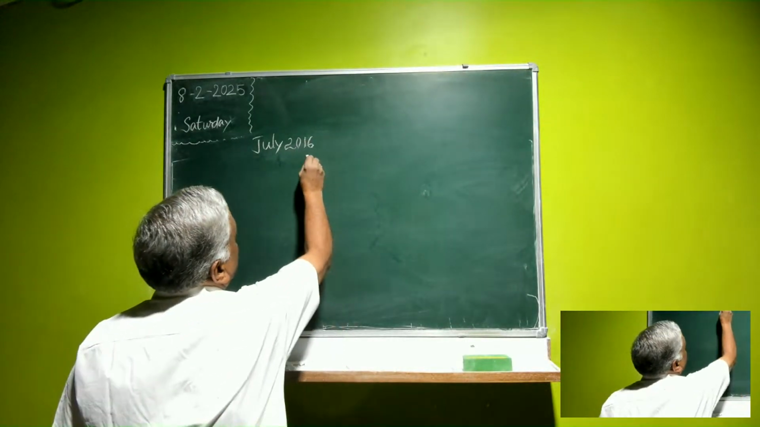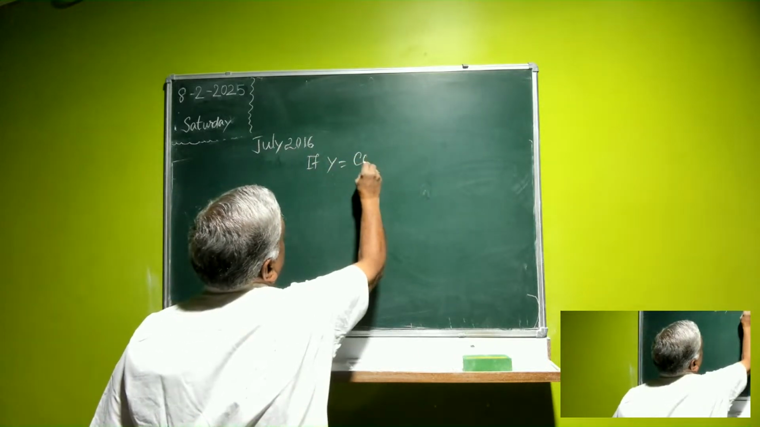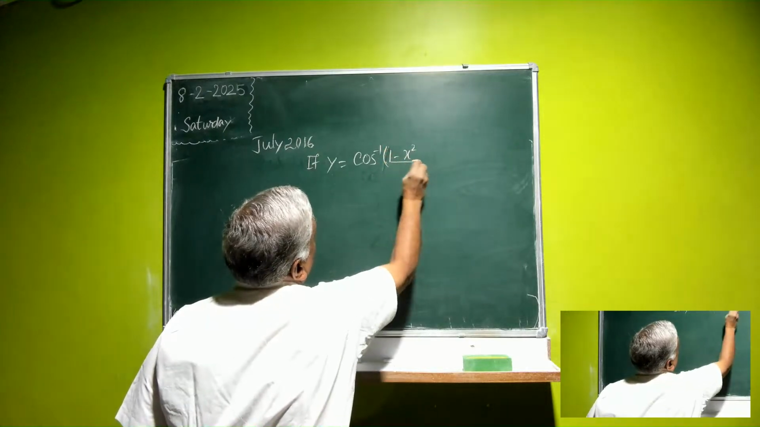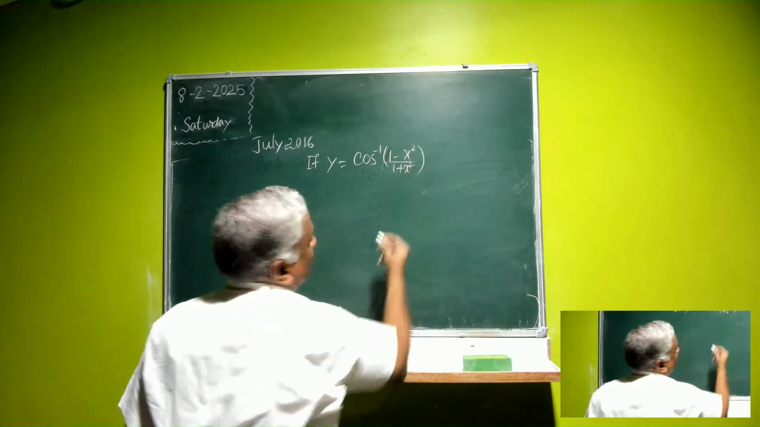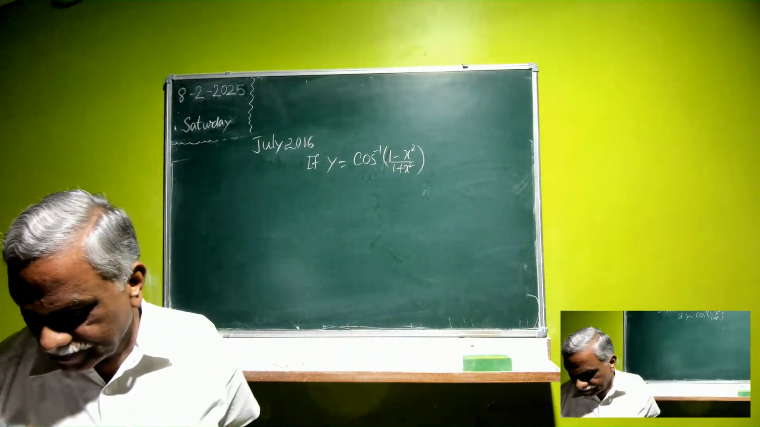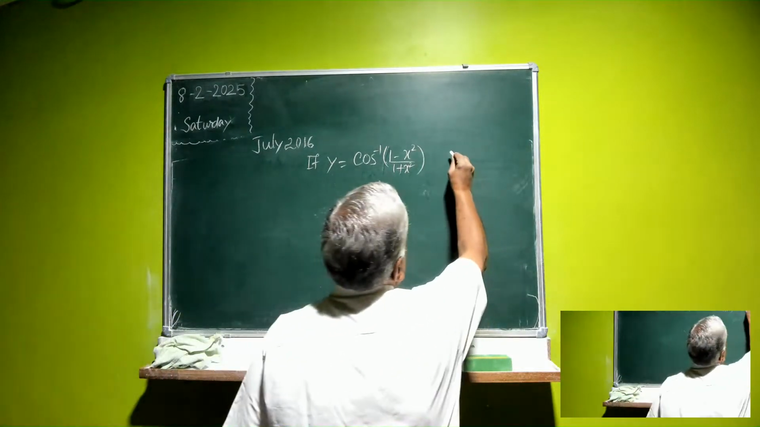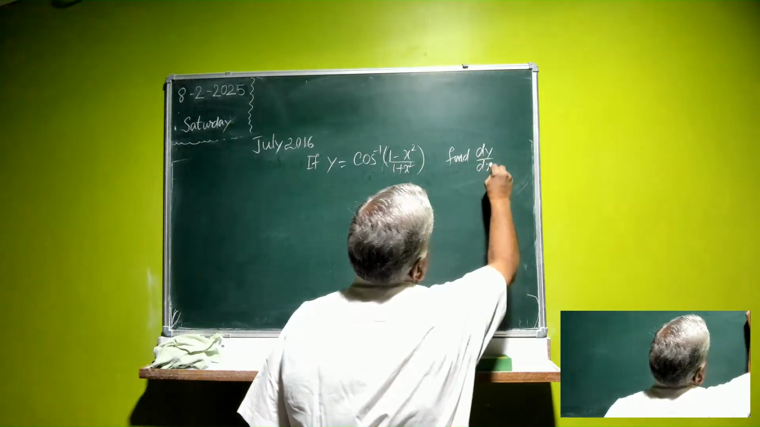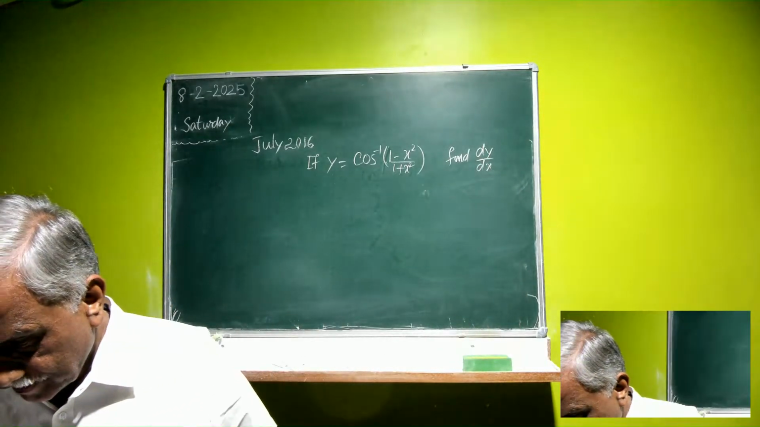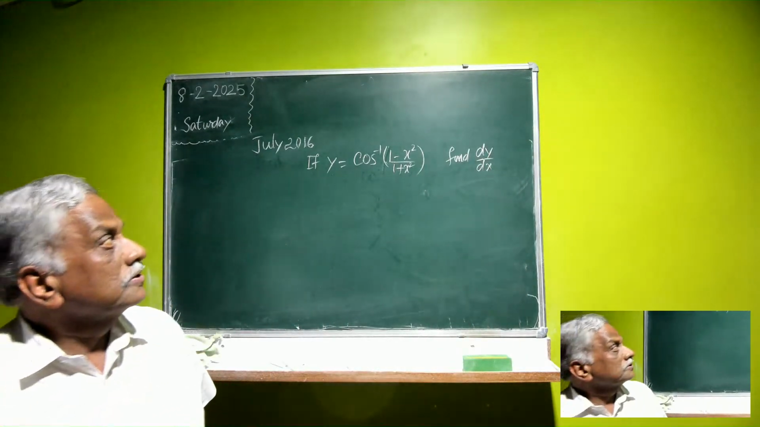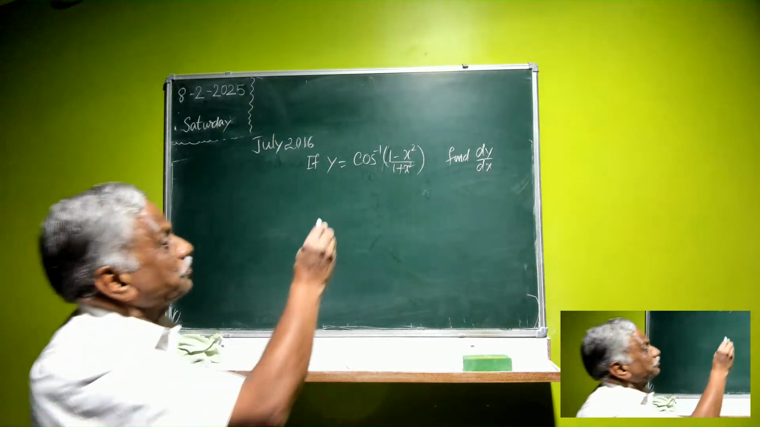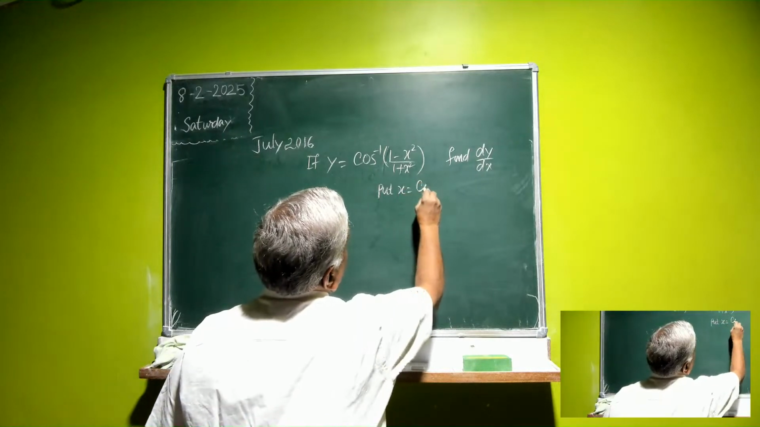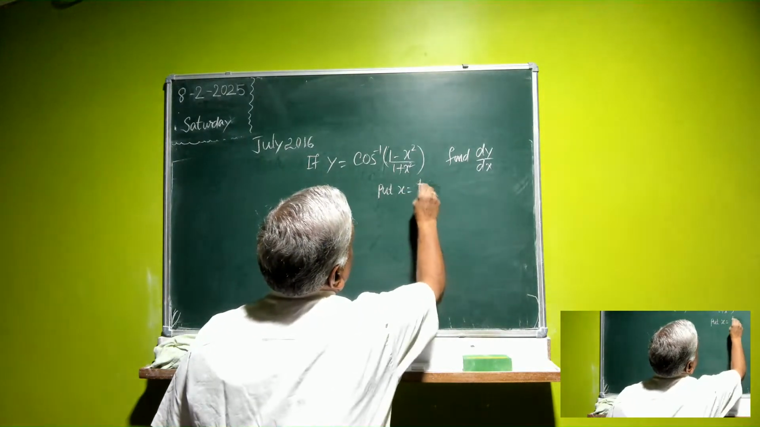If y is equal to cos inverse of (1 minus x square) over (1 plus x square), find dy by dx. This is the problem given. The moment it is given, you should realize you have to put x equal to cos 2 theta. Cos theta rather. Sorry, tan theta. x equal to tan theta.